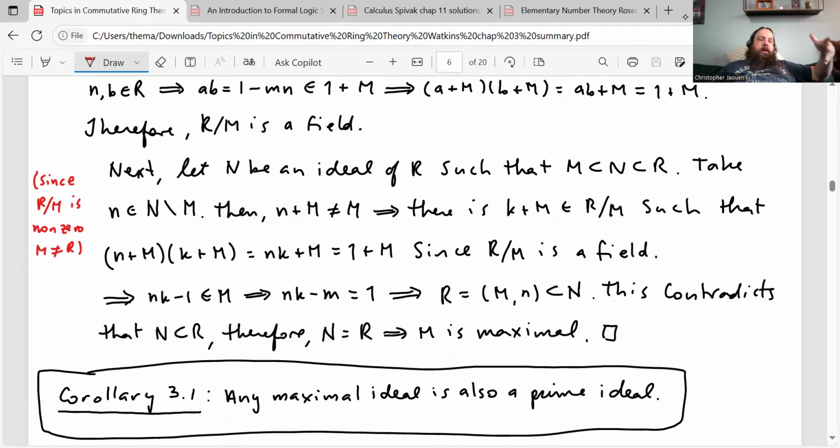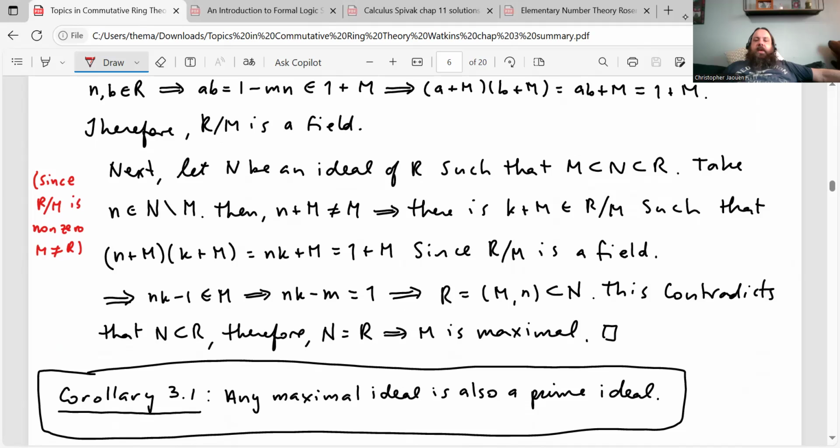And then also, again, I didn't state this explicitly because I assumed that was clear from the definition. But he does state it explicitly in the proof in the book, so I figured I might as well do that too. Since R mod M is non-zero, that means obviously that M is not the entire set R. You need that for the definition of a maximal ideal, but I didn't think to write it because it's in the definition.